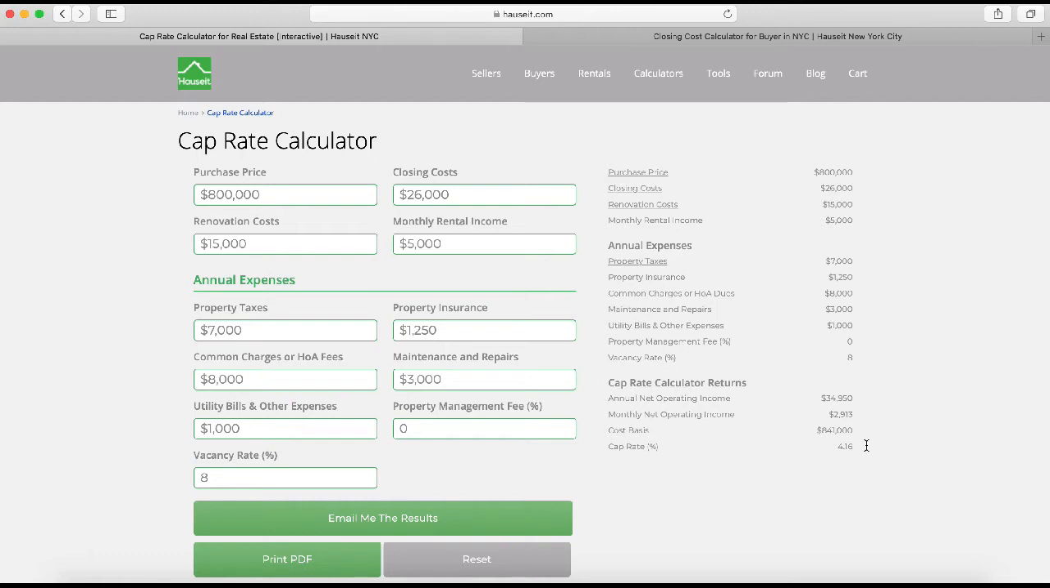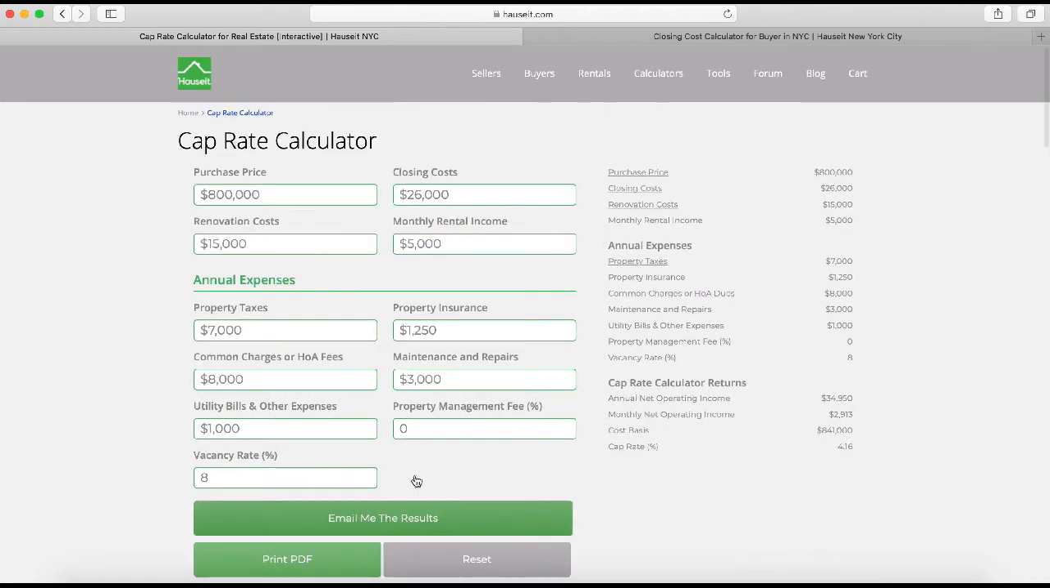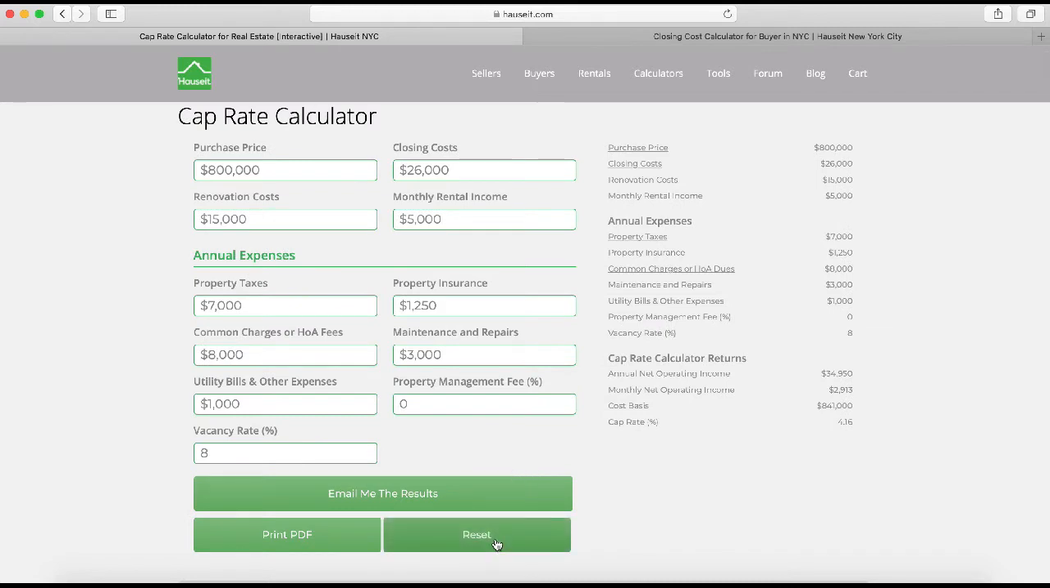Final reminder here, you can actually email yourself the results. So if you want to do this for a couple of investment opportunities, you can email yourself the results so you have them for your records. You can also print a PDF, and if you want to just start again, you can click the reset button down here on the right.